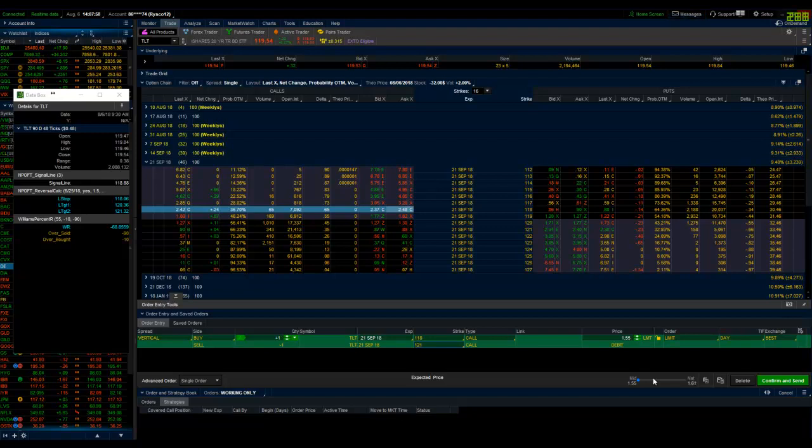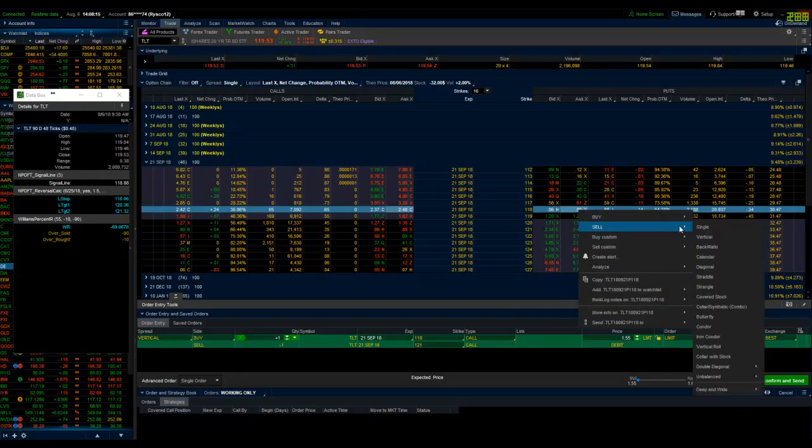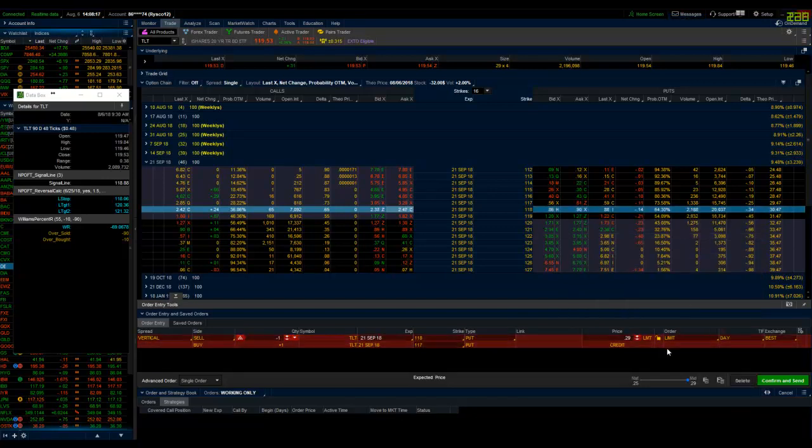So selling a credit spread, what we like to do is go to the junky out of the money options. So I'm going to go to the out of the money put options here on TLT. And let's go out to the 118 puts. So they're slightly out of the money. I'm going to right click on that 118 put. I'm going to go to sell and I'm going to go to vertical. Down at the bottom, I am selling the 118 put, and at the same time, I'm buying the 117 put.